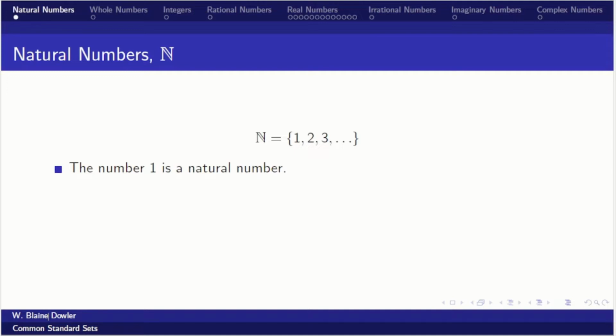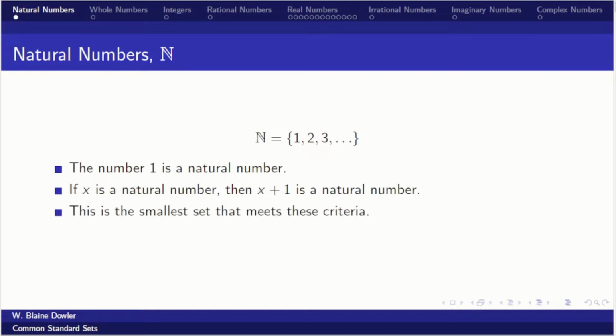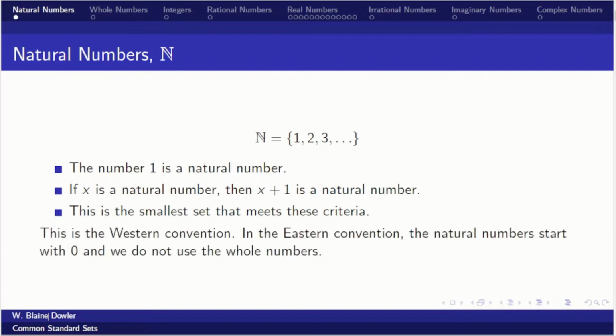Now the definition that I am used to is that the number 1 is a natural number. If x is a natural number, then x plus 1 is also a natural number. And that this is the smallest set that meets these criteria, for as well as we could define the term smallest. Note that this is the Western convention.